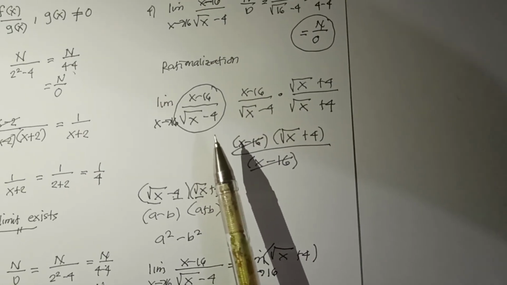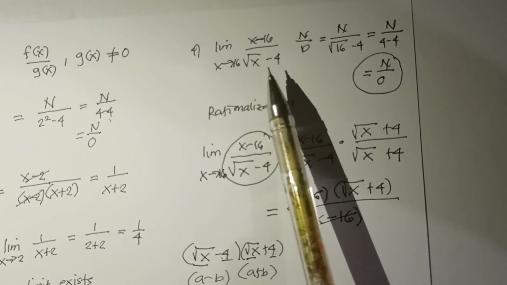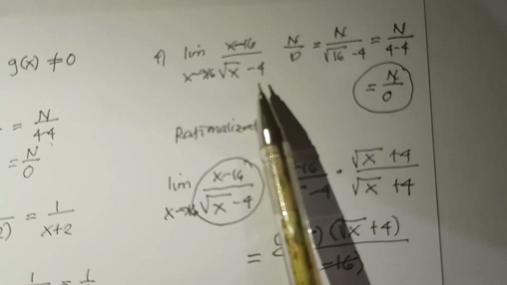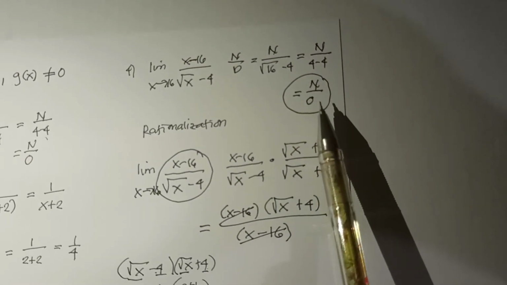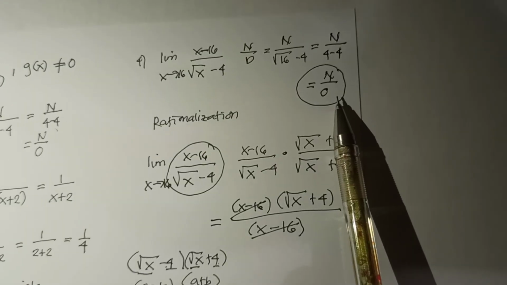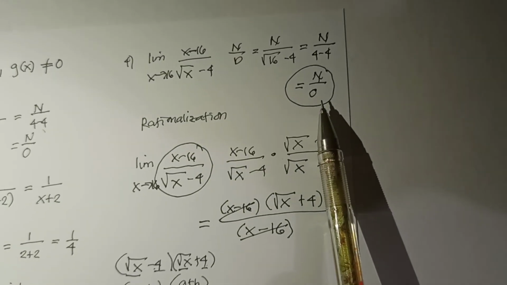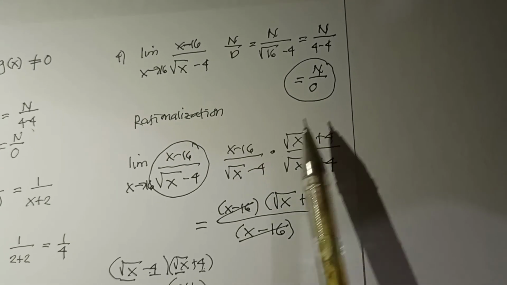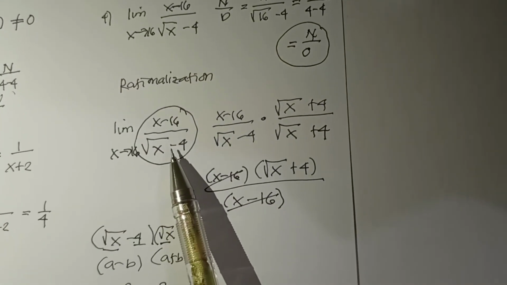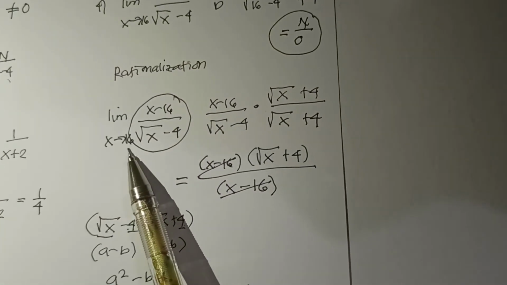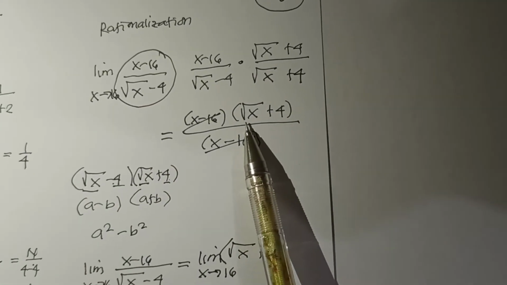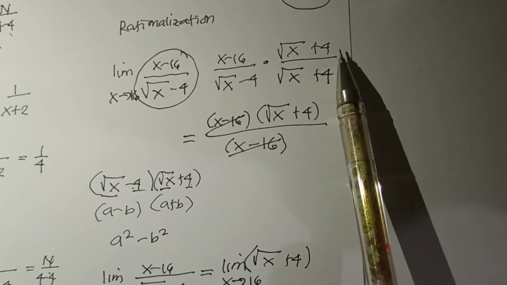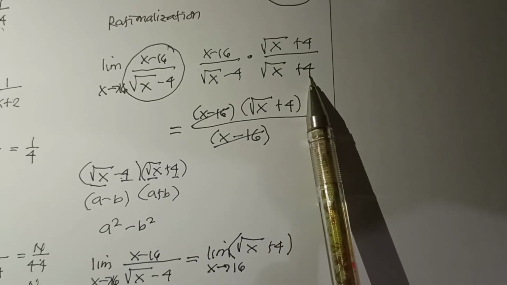In number 4, we have the limit of x minus 16 over the square root of x minus 4, n over d. If we substitute here by the use of our concept, which is substitution in the denominator part, we have n over 0. So x minus 16 over the square root of x minus 4. If we rationalize this, we multiply by the square root of x plus 4 over the square root of x plus 4.